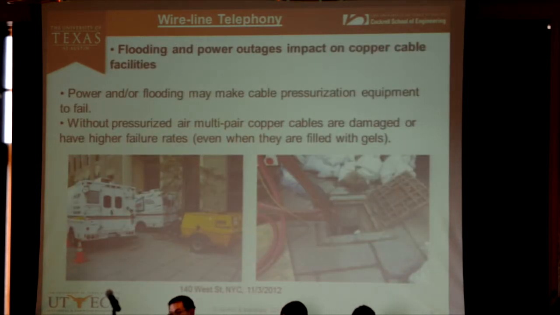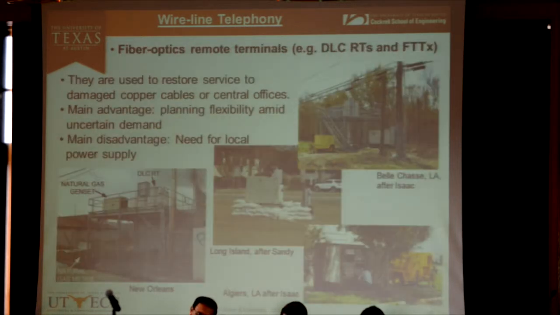Another problem that happened with Katrina, happened in central offices that flood, and this is again going into the 140 West Street facility, is that when you get water in the lower floors, you may have damage to your copper facility. That's because you may lose pressurization on those cables. Even when you have gels in the cables, you may not prevent water from damaging those cables, for example, at the splice level. And what eventually happens is you have a higher failure rate on those cables.